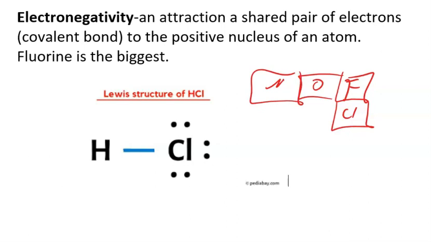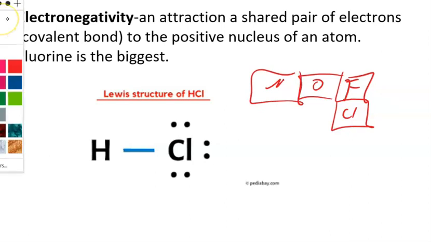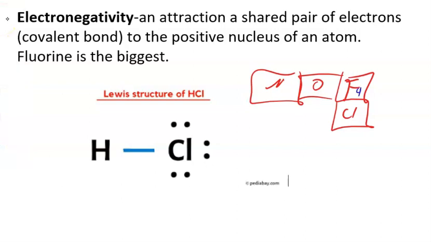They have arbitrary values that you don't have to memorize. But the values, if you looked at a chart, fluorine is a 4, oxygen is a 3.5, chlorine's a 3.0, and so is the nitrogen. So these are values of the attractive force to a shared pair of electrons.